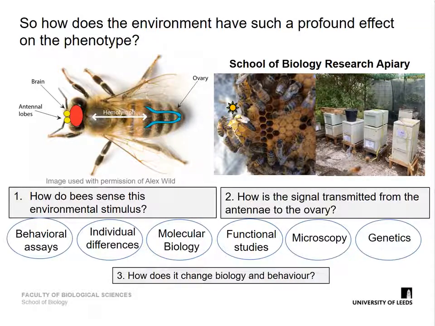So all of these techniques we use to address these three questions about how the environment has such a profound impact on the way that honeybee workers look and the way that they behave. But this is essentially what we call a fundamental science question. So we're trying to find out something fundamental about how biology works using this approach. But honeybees also have a real-world impact as well.